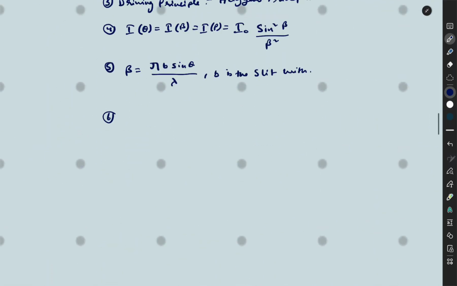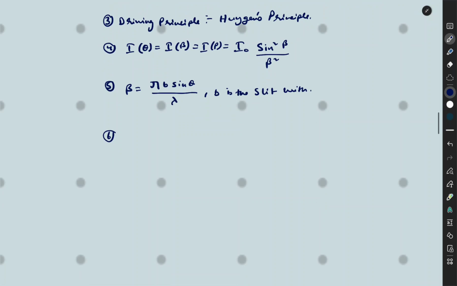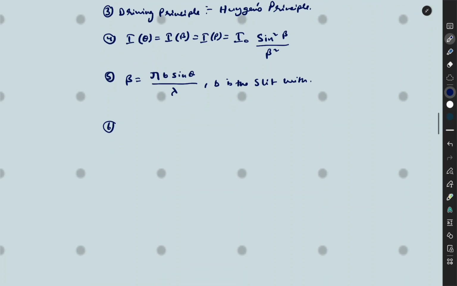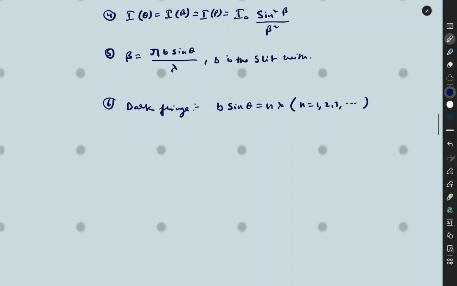And then the sixth point would be the minimum or the dark fringes. A dark fringe occurs when b sine theta equals n lambda, and n equals 1, 2, 3 and so on. We can also take minus, nothing will change.